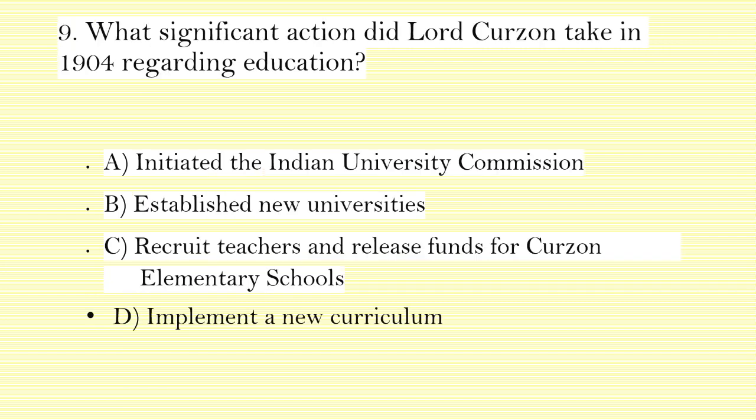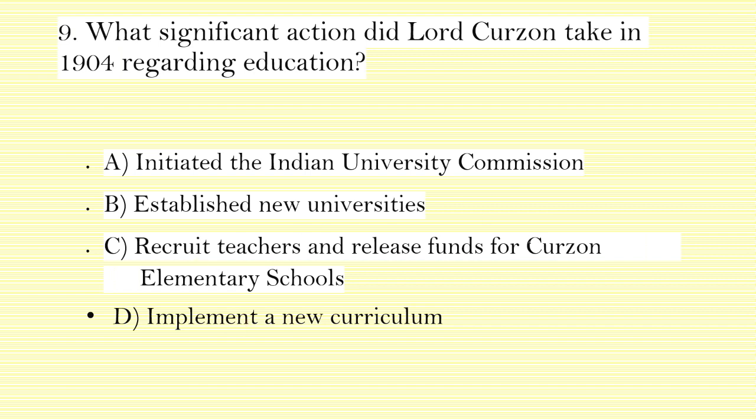Next question. What significant action did Lord Curzon take in 1904 regarding education? Again, Lord Curzon only. He took one initiative regarding education. What is that? A. Initiated the Indian University Commission. B. Established new universities. C. Recruited teachers and released funds for elementary schools. And D. Implement a new curriculum.